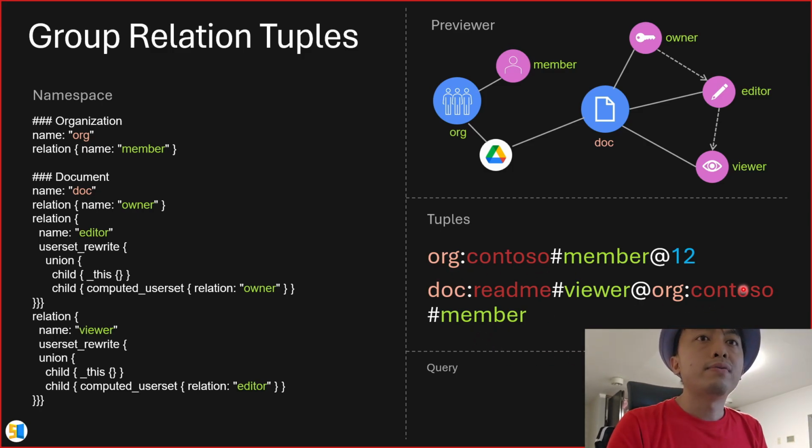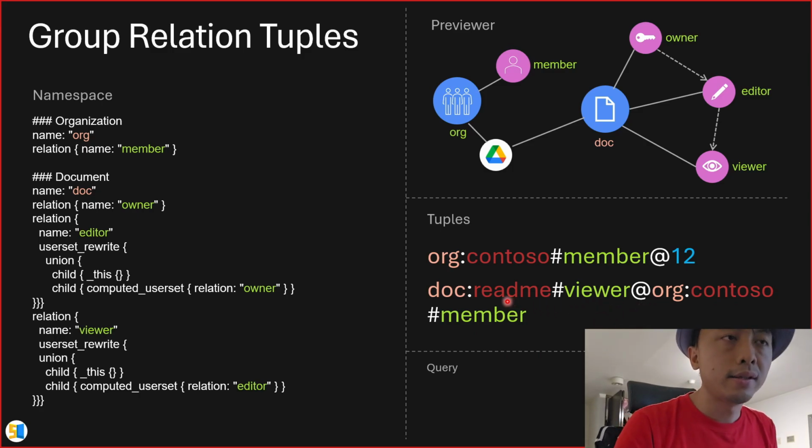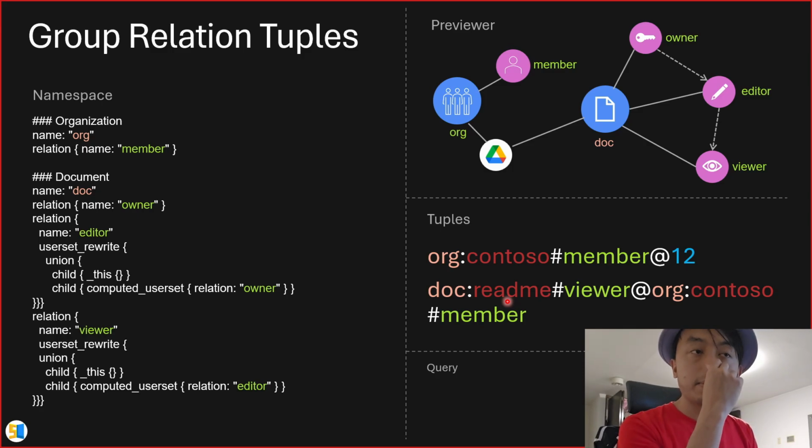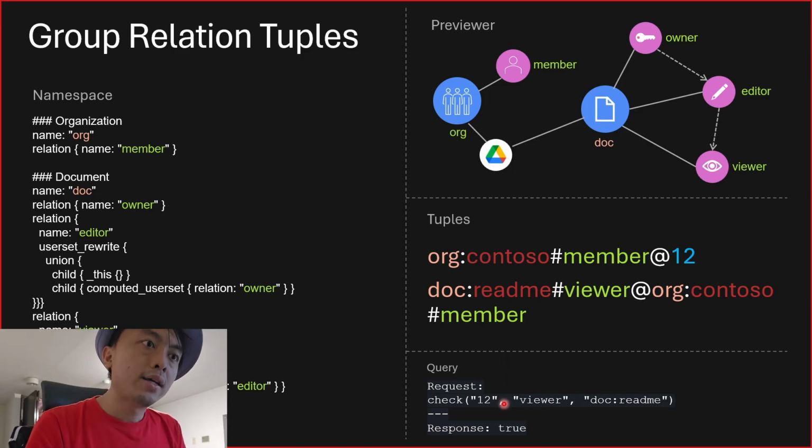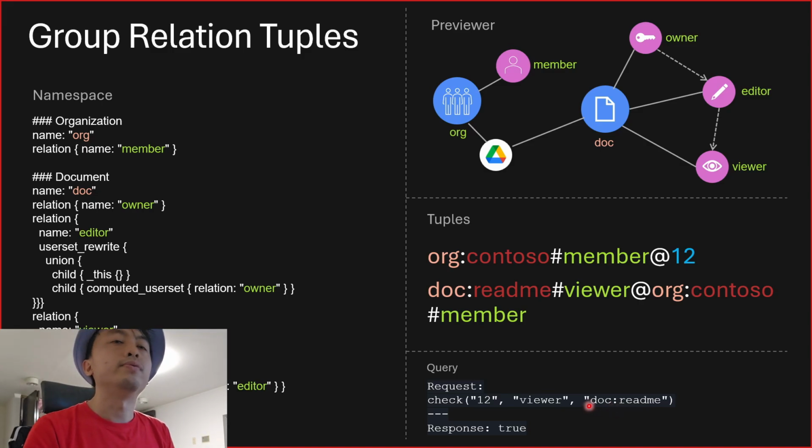And every member of Contoso organization will have viewer relation to the document with the document ID readme. So if we try to check if user 12 has viewer access to the readme document, the answer is true, right? Because user ID 12 is a member of Contoso organization.